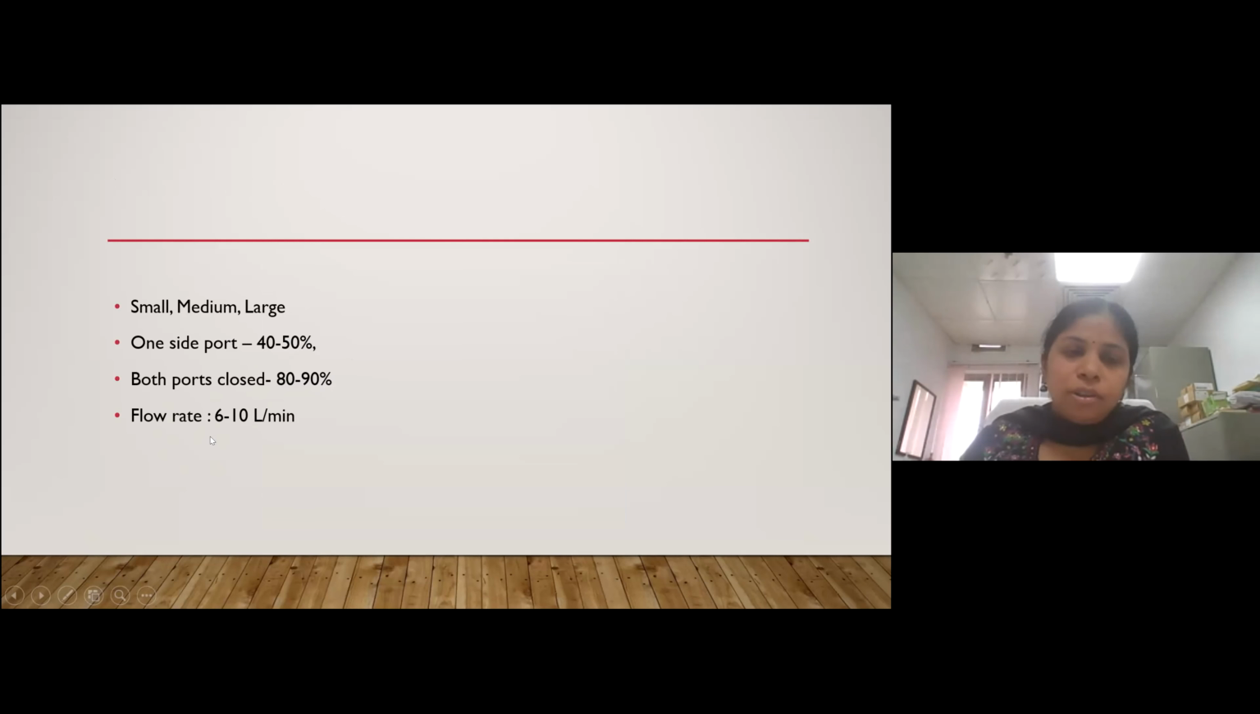The flow rate should be kept at mostly more than 5 liters per minute. It is often seen that many people place this oxygen hood and keep the flow rate at up to 2 liters per minute. So that is not correct. The flow rate should be more than 5 liters per minute.